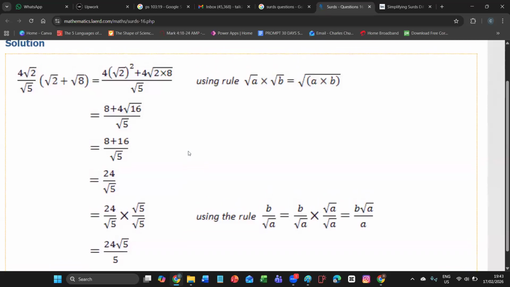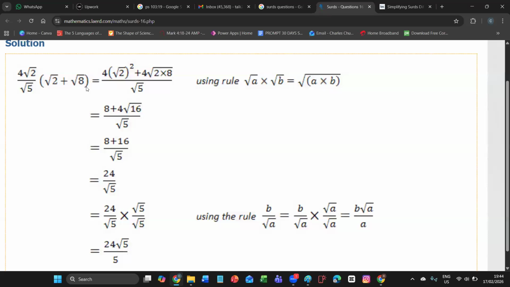Okay, so you can still see my screen, right? Yes, sir. Excellent. So this is the question: 4 times sod 2 over sod 5, all of that multiplying a bracket that contains sod 2 plus sod 8.